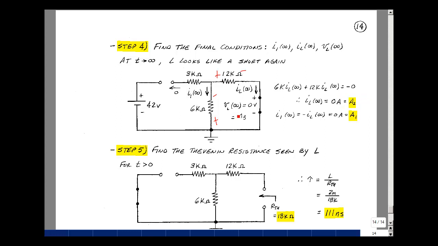And lastly, the current I1 is in the opposite direction of I sub L, and therefore it's a negative of it, but it's equal to 0, so it's also equal to 0, and that's going to be equal to A1 plus B1 times e to the minus infinity, or just A1.